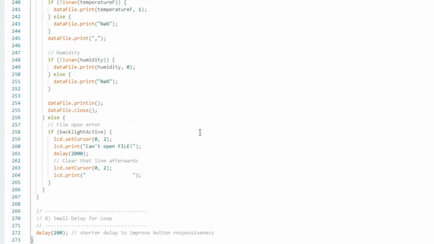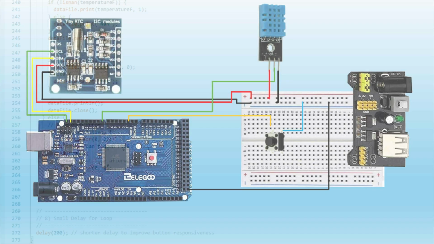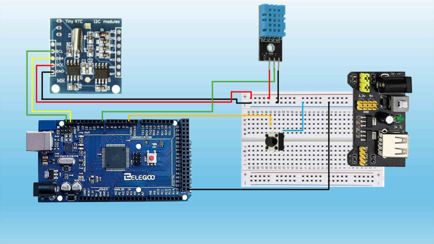And you can do this in Celsius as well if you just add the modifications I provided here on the side of the screen. I also have a breadboard button attached to pin 2 of the Arduino and the ground rail of the breadboard.